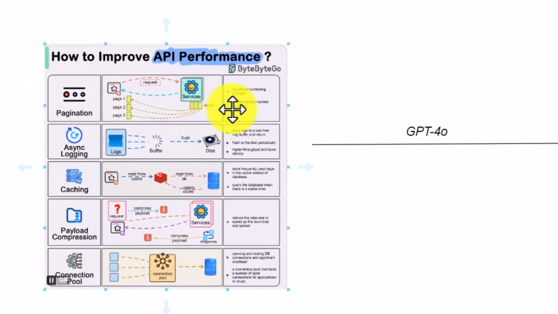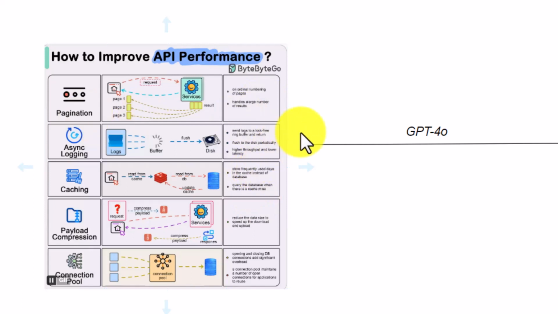This particular image, as you can see, is from ByteByteGo, and they have explained how to improve API performance. In this one, there are certain features like pagination, async logging, caching, and all those things. In the second column, we do have a design flow. And in the third column, there are some descriptions about the features they have mentioned.